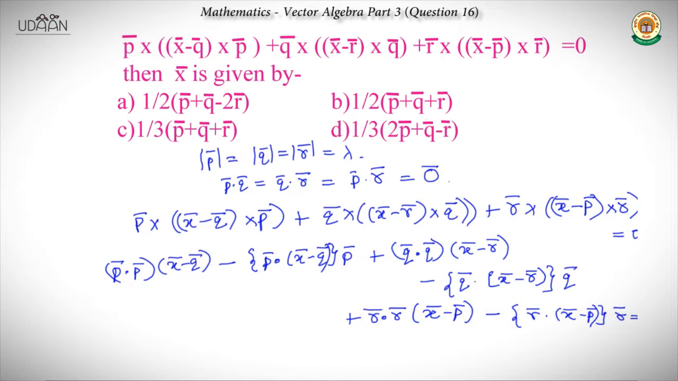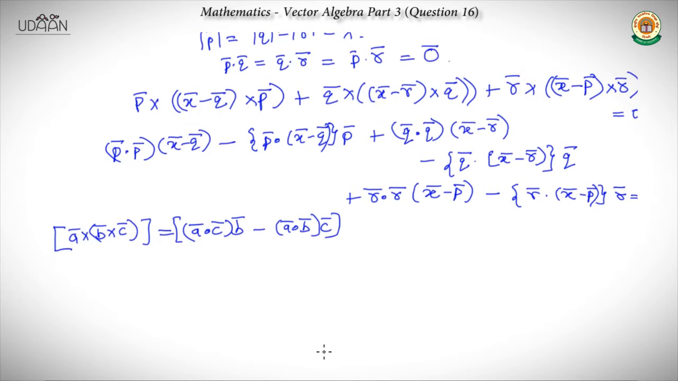Can you just put it there, the form of the triple product, so that people understand what is going on? So what is A cross B cross C? If A bar cross B bar cross C bar is there, its value turns out to be A bar dot C bar times B bar, minus A bar dot B bar times C bar. This is what basically I was using.